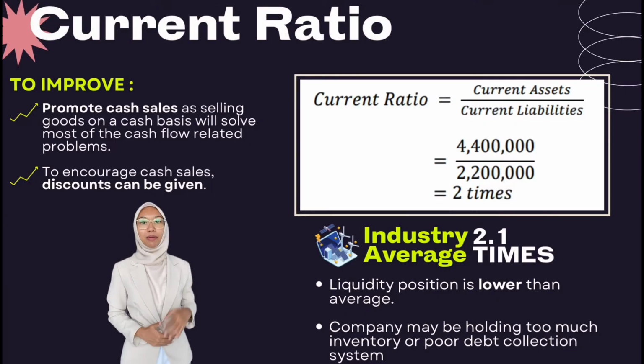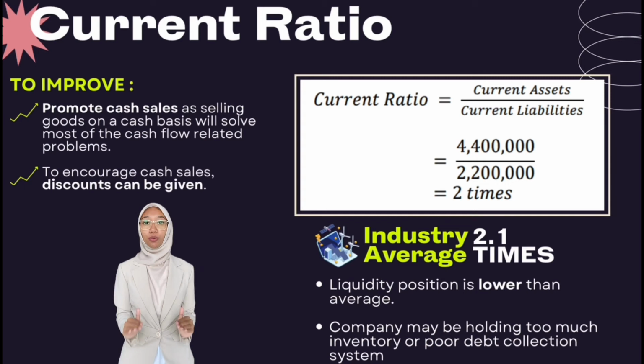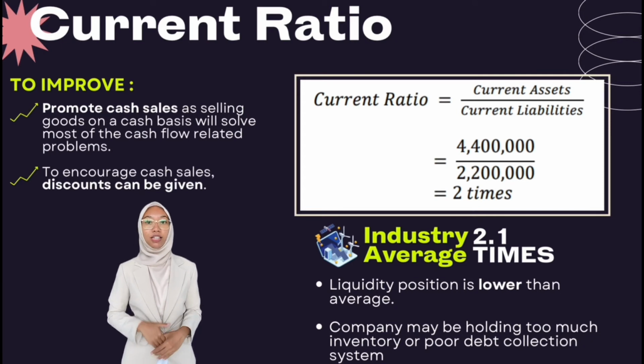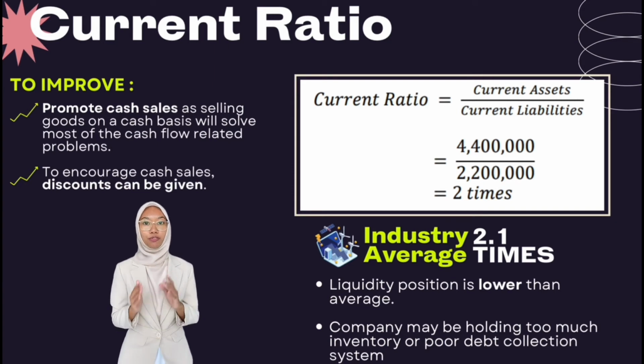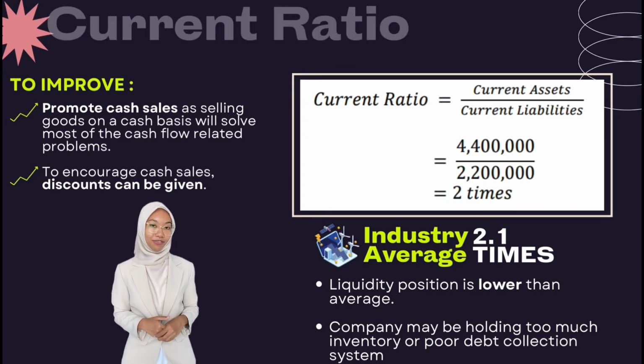From the calculation, Hikmat Bakti Berhad's current ratio of 2 times is lower than the industry average of 2.1 times, hence its liquidity position is lower than average. This shows that the company may be holding too much inventory or have a poor debt collection system. To improve, companies can promote cash sales, as selling goods on a cash basis will solve most of the cash flow related problems. To encourage cash sales, discounts can be given.